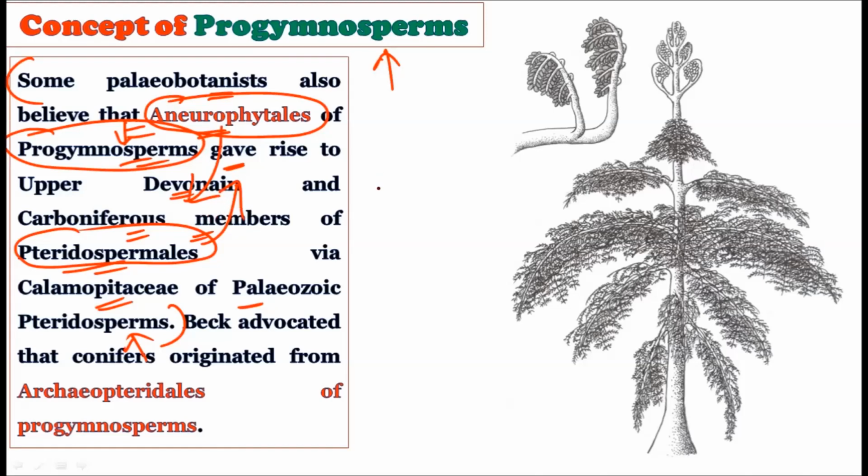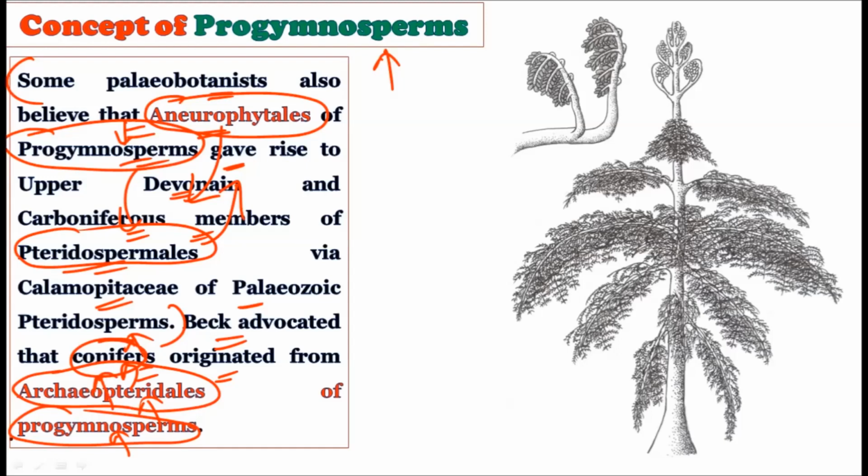Paleobotanists are those botanists who study paleobotany. Whoever studies the ancient fossils is called a paleobotanist, and there are many views regarding how these progymnosperms got created out of the pteridosperms. Now see, Beck also advocated that the conifers originated from the Archaeopteridales of the progymnosperms. That is, the Archaeopteridales were the group which gave rise to the conifers. We have discussed this earlier as well. And the progymnosperms are literally responsible for the creation of today's gymnosperms.